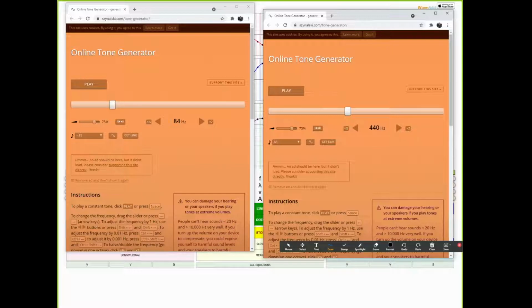So, let's start this off. I have two frequency generators. By the way, have you heard of tuning forks? Do you know what a tuning fork is? Each tuning fork can only play one frequency. This is the online version of a tuning fork. All right, so I'm going to play this.